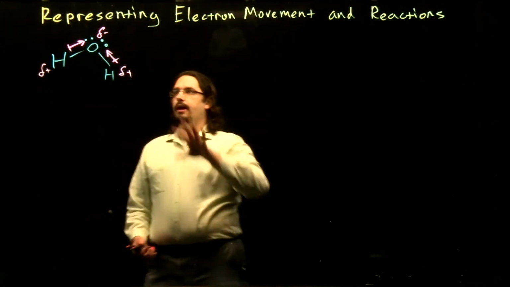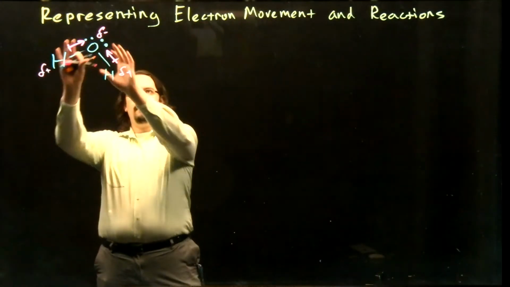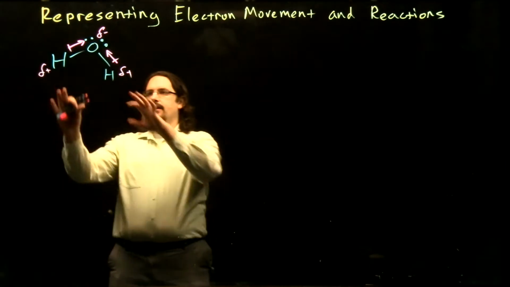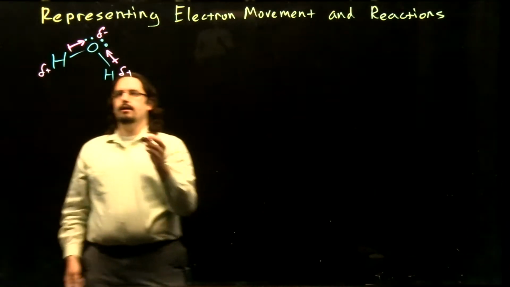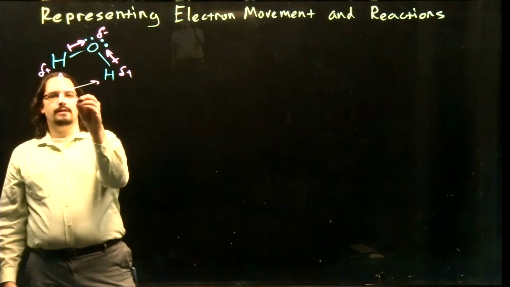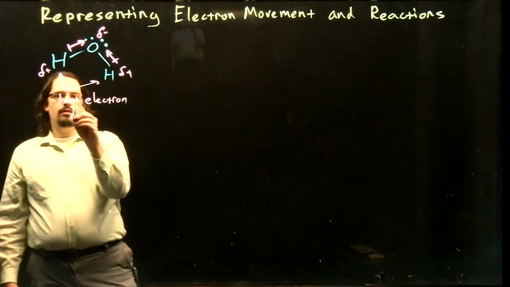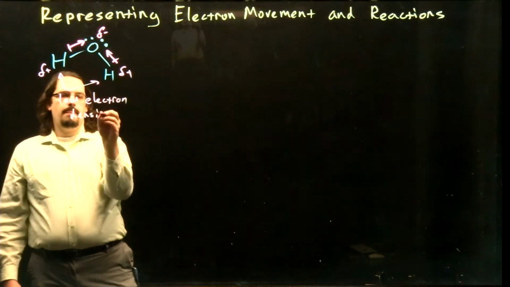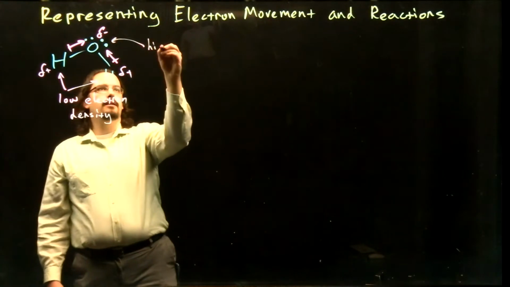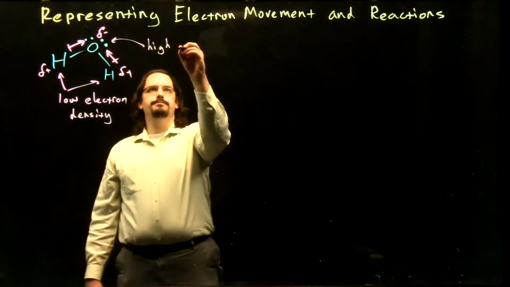This results in this area of high electron density around our oxygens, right, because they're pulling those electrons in towards that oxygen, and areas of low electron density around our hydrogens. So these have low electron density, and we have high electron density up here on our oxygen.